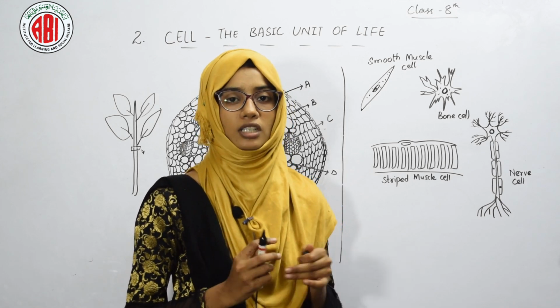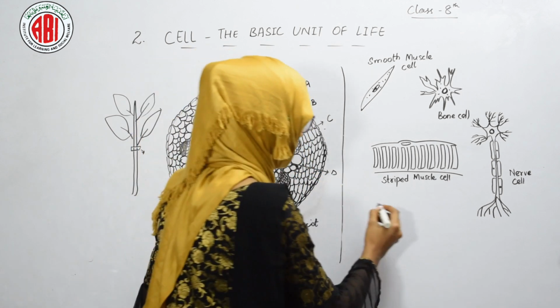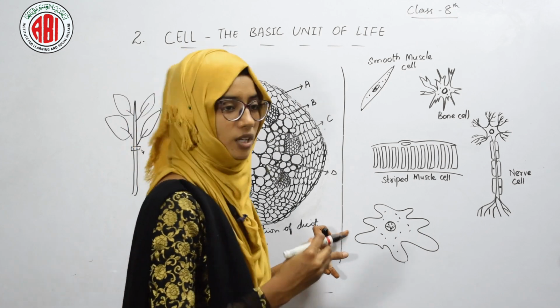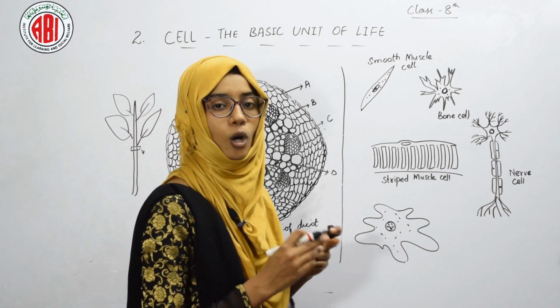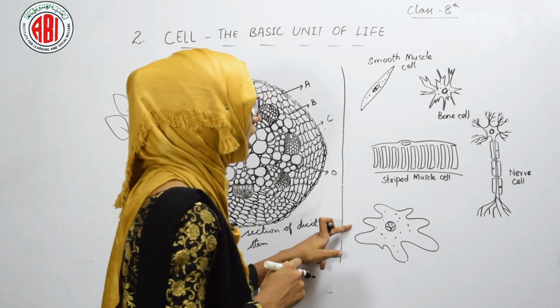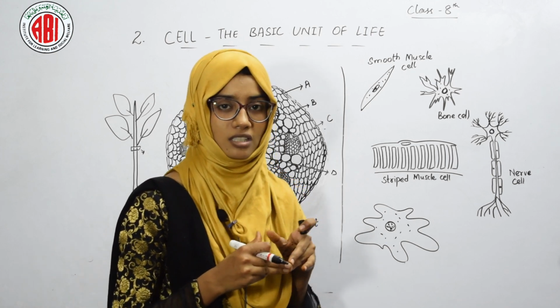When we talk about the single cell or the unicellular microorganisms, we can take an example of amoeba. Amoeba is a unicellular microorganism. That means it has only one cell to carry out the life processes. So how it shows some modifications to carry out its functions, let's see.